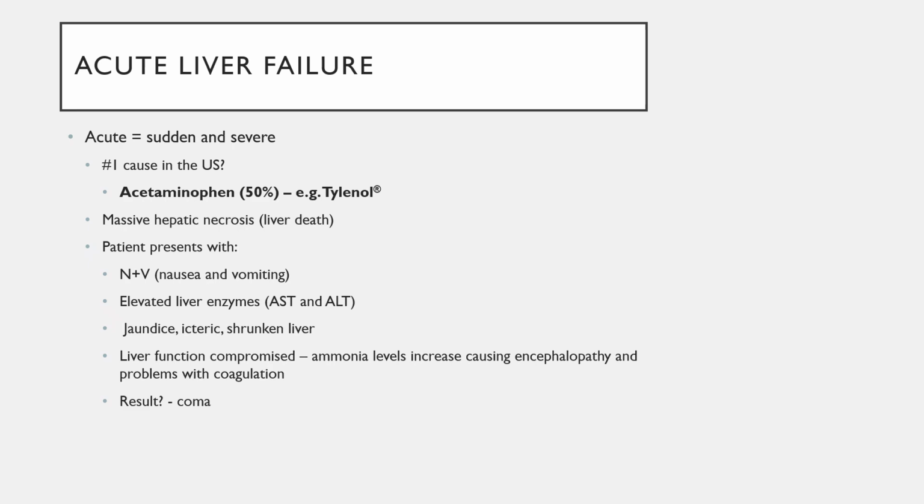Clinical presentation often includes nausea and vomiting, sky-high AST and ALT, sometimes in the thousands, and yes, that should make you nervous. Jaundice, shrinking liver from parenchymal loss. But here's where things get especially dangerous. The failing liver cannot clear ammonia. Ammonia crosses the blood-brain barrier and causes cerebral edema and leads to hepatic encephalopathy. Patients become confused, then obtunded, then comatose.